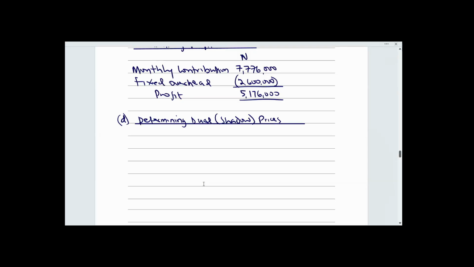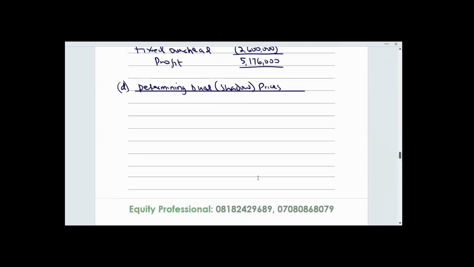To calculate the shadow price using the dual method, there are 3 stages. There are 3 procedures you are supposed to carry out. Step 1: you identify the equations that intercept at the optimal level of activity. The optimal level of activity is at point Y. On the day of your exam, there is no need to say "identify the equation", it's a waste of time. Just bring out the equations at the optimal level yourself.